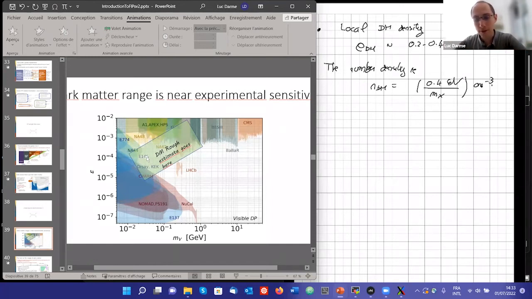But now keep in mind that if you go to much lower masses, so typically we'll see some dark matter models in which you have M chi of the order of 0.1 MeV, for instance, then of course it means that you have 4,000 particles per cubic centimeter.